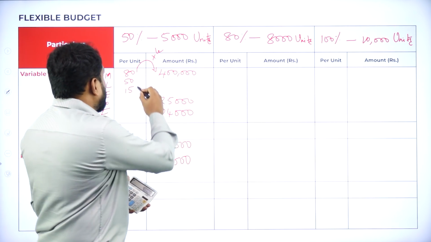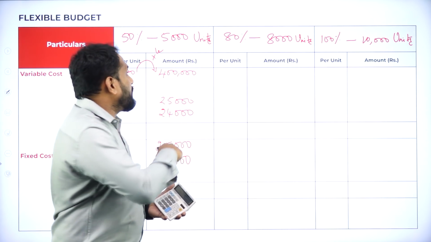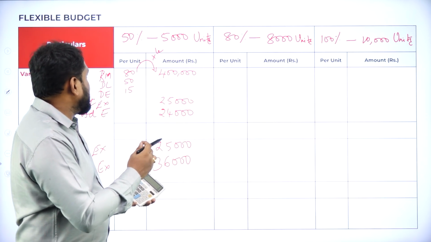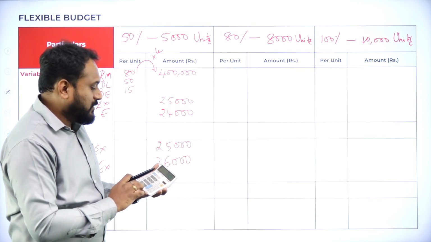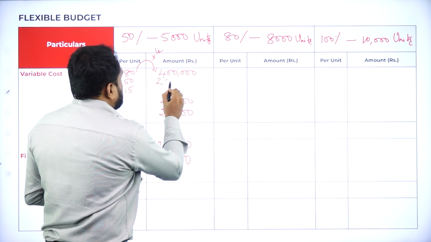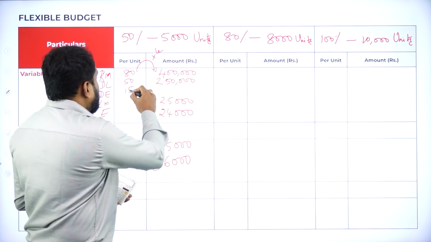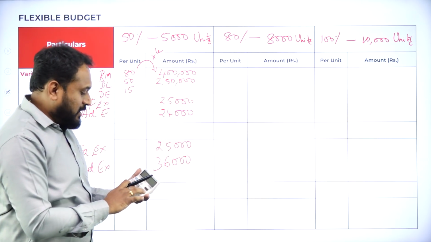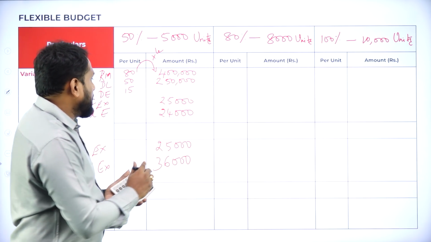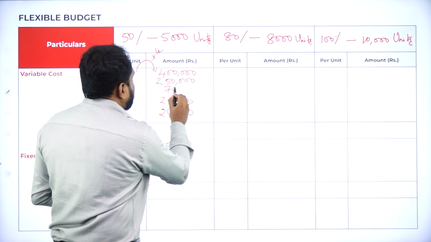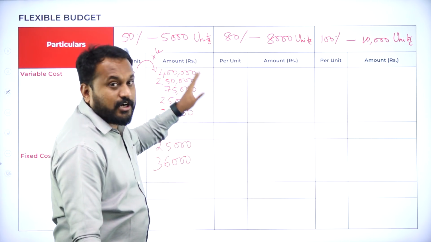The same way, for 1 unit of direct labor you are paying 50 rupees. Now for 5,000, again you are supposed to multiply. 50 into 5,000 is equal to 2,50,000. Next one, 15. For 1 you are paying 15. For 5,000, 15 into 5,000 is equal to 75,000 rupees.